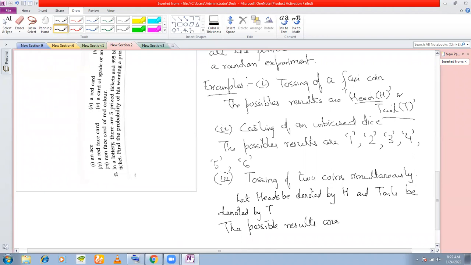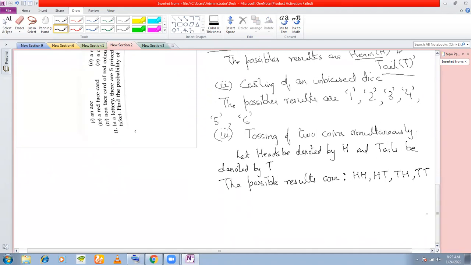The possible results are, in both the coins, you can get heads. You can get head in the first coin, tail in the second coin. This is another result. You can get tail in the first coin, head in the second coin, or you can get tail in both the coins. Any other possibility? No, sir. Okay. This is one.